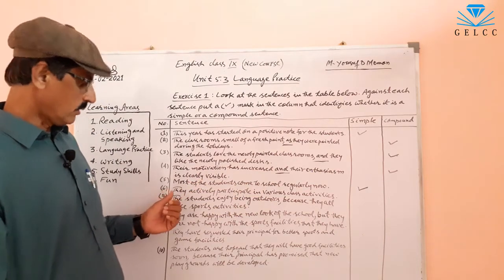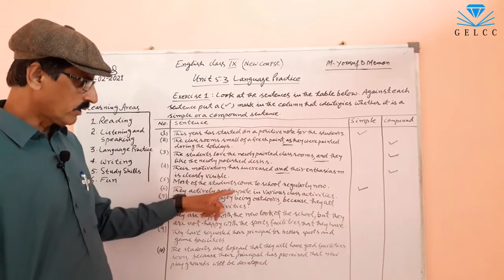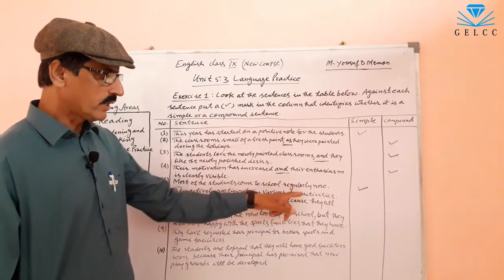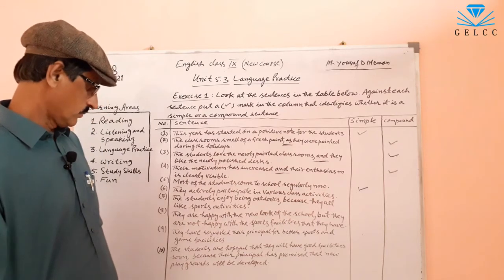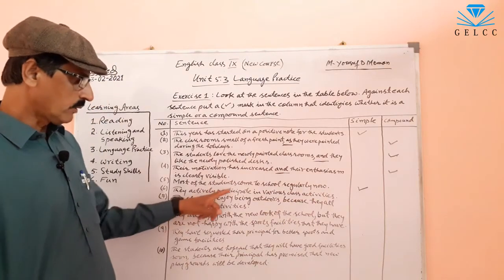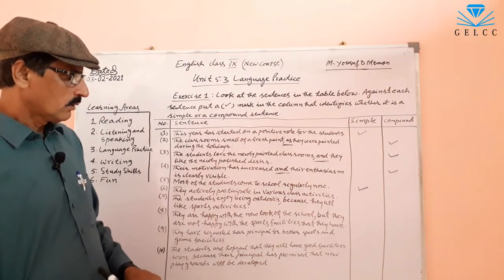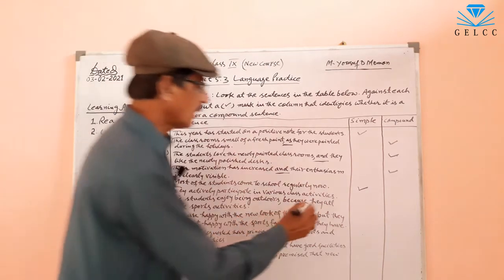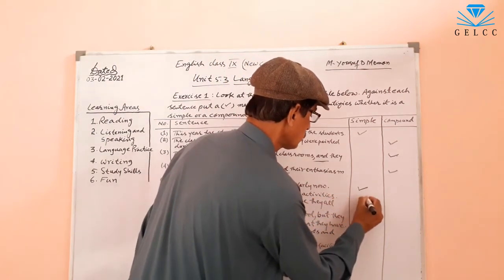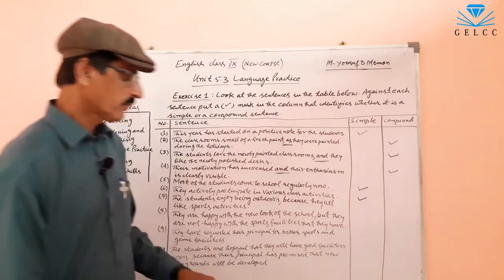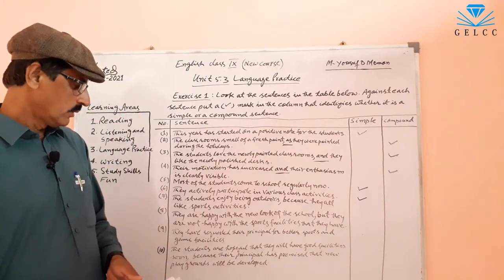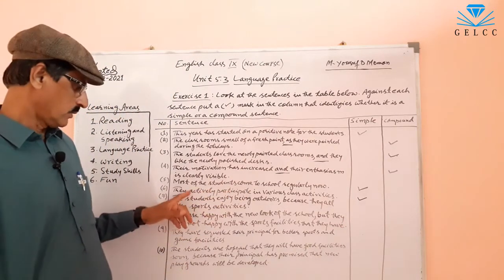And now sentence number 6. They actively participate in various class activities. It is also a simple sentence because it has one subject and one predicate.